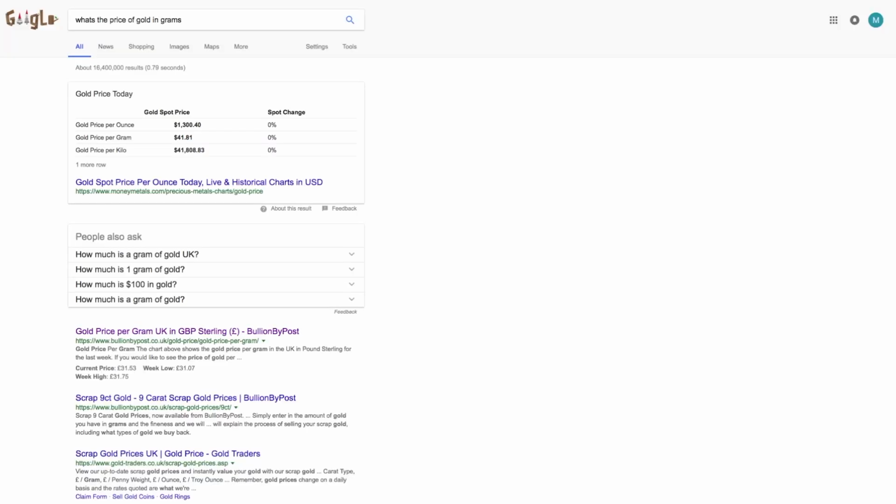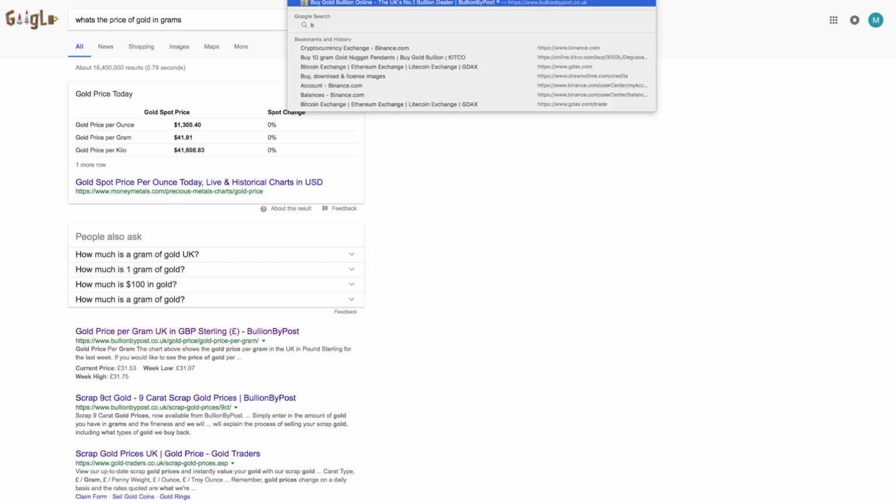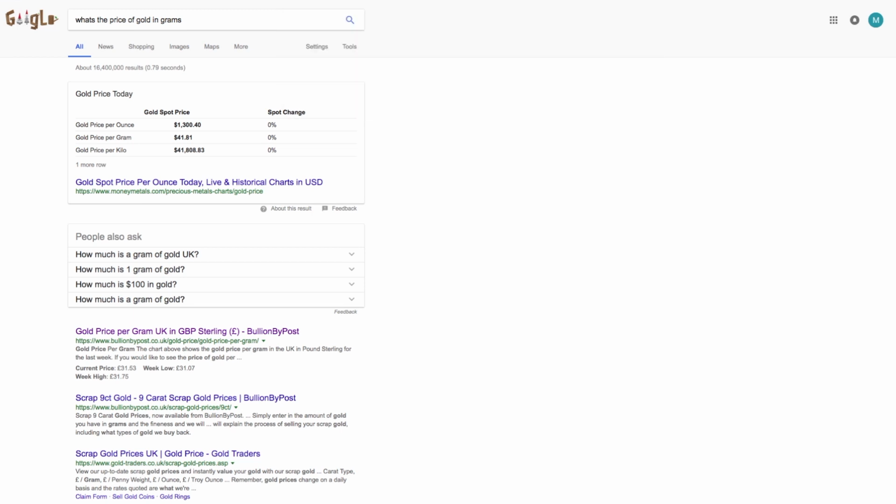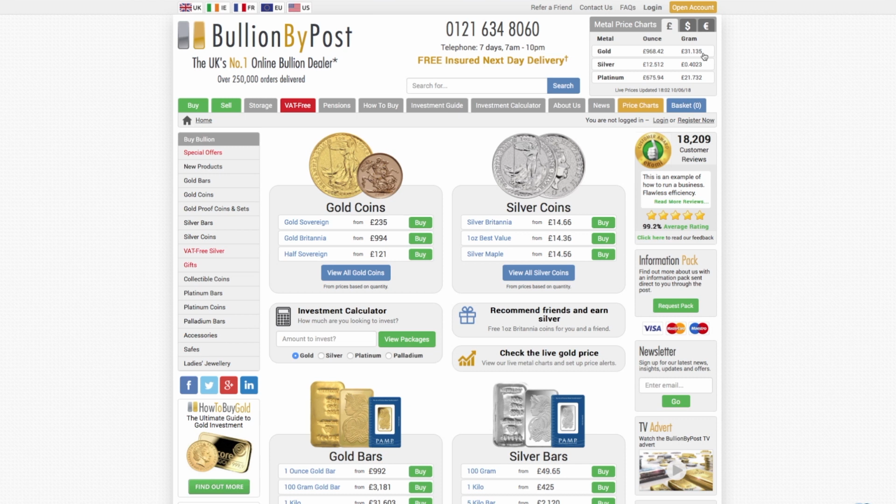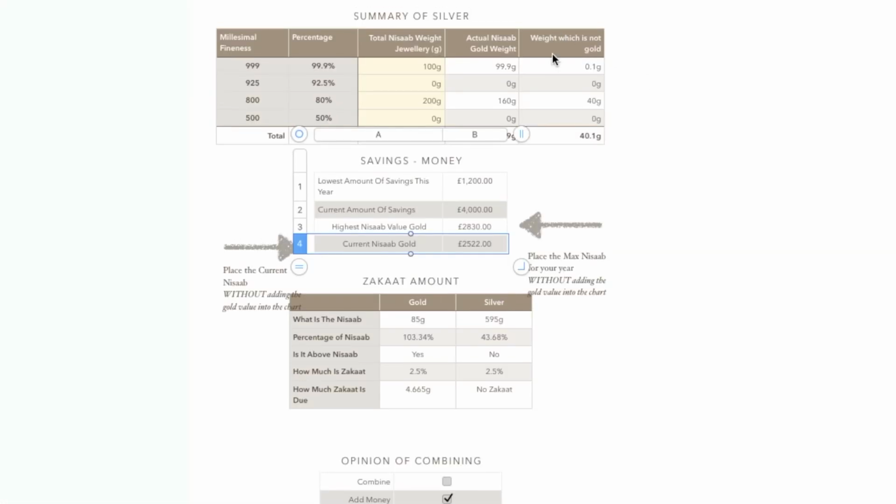Now, what normally people do is they'll go to, for example, Google, type in price of gold in grams, and they'll get the answer and say, okay, this is the price of gold in grams. Or they might go to a gold website, for example, Bullion By Post, and here we might find the price of gold, 31 grams. They'll times that by 85 and get the amount of money that we need to have to get Nisaab, 85 grams being Nisaab. But as you will see shortly, this is not a very accurate way of determining when we need to pay zakah.